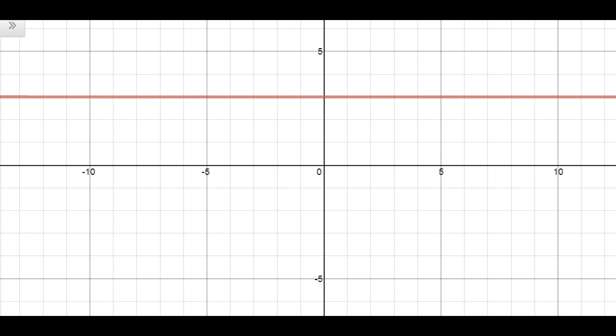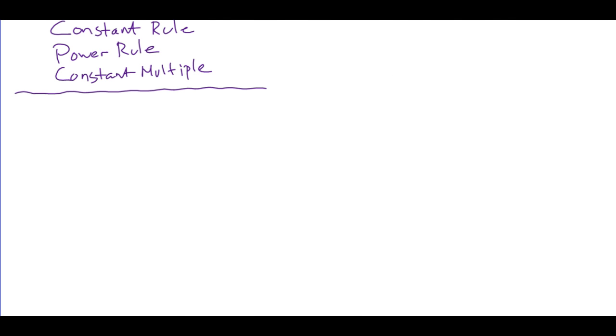So here's a constant function, y equals 3. What is the derivative of this function? Now, what am I asking? What is the slope of the line, which is? Prove it. Glad you asked.